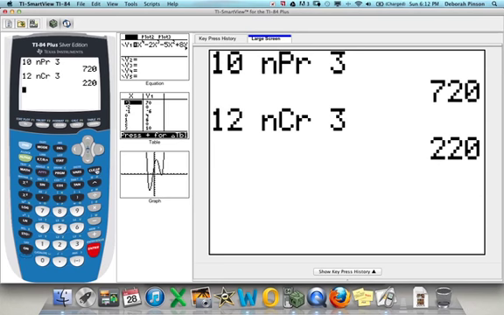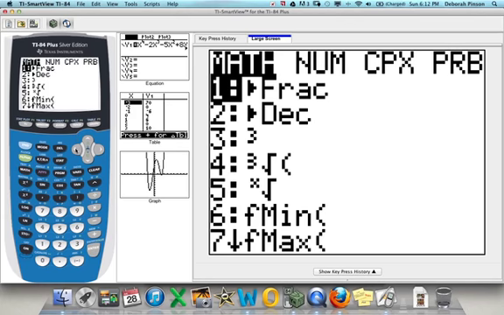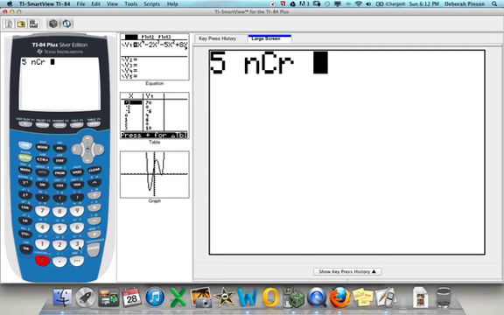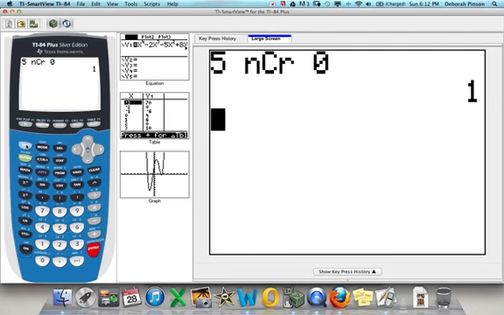Okay, so let me clear out what I have. So 5 combination, so remember probability menu, number 3, 5 combination 0, which is 1. Okay, that's good because Pascal's triangle always starts with 1. Now I'm going to show you a little math trick. If you hit second enter, it'll bring that to the next row, which will make it easy for you to go back and change this to a 1. Okay, 1, 5.